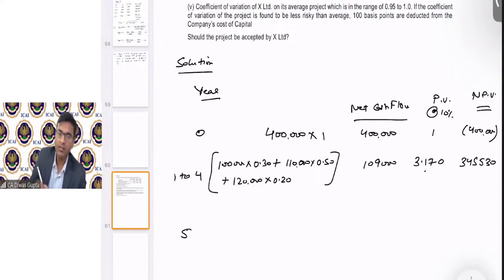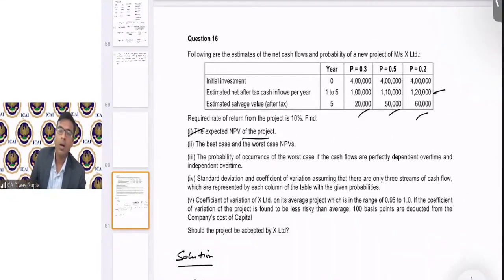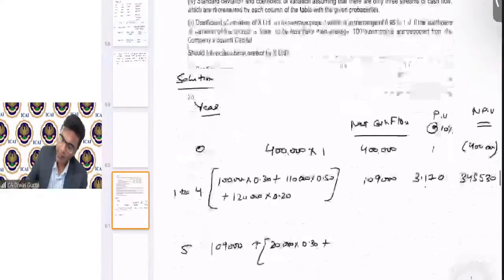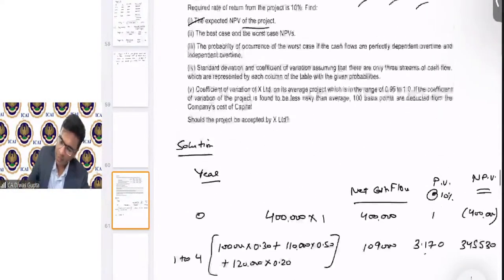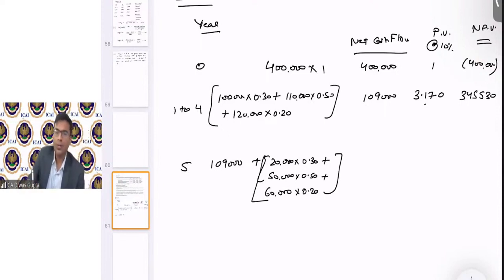And the fifth year, we will get two cash flows. One is the regular cash flow of 1,09,000, correct? Plus, now what are the different salvage values? They also have different amounts, right? So 20,000 multiplied by 0.3 plus 50,000 multiplied by 0.5 plus the last option is 60,000 multiplied by 0.2. Okay, so this comes as how much? 1,52,000. 1,09,000 we will take as the basic cash inflow.